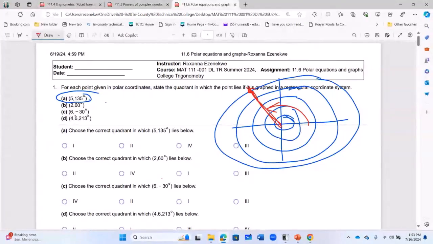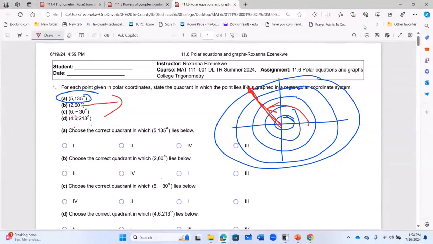B is in the first quadrant. 60 is in the first quadrant. That's a simple question. Now C is in the fourth quadrant, because of that angle. And D, is this 4.6? Okay, 213 is in the third quadrant. Okay, so that's about this question.